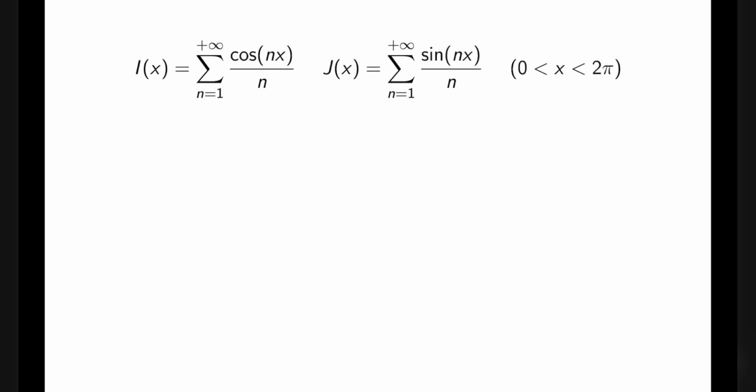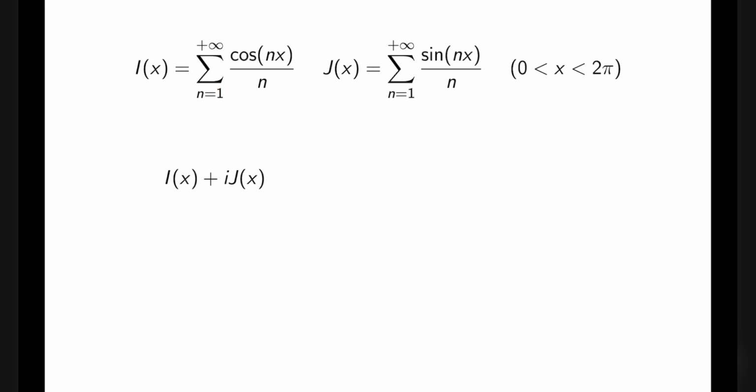I will first denote by I of x the first sum, the sum of cosine, and J of x the sum of sine, for x strictly between 0 and 2 pi, so that, especially the first one, it has to be defined. Okay, the trick here is that if you want to compute them, there is a way to use the Fourier series and the well-known theorems. And the other trick is to use the fact that cosine is the real part of exponential i n x, and sine is the imaginary part.